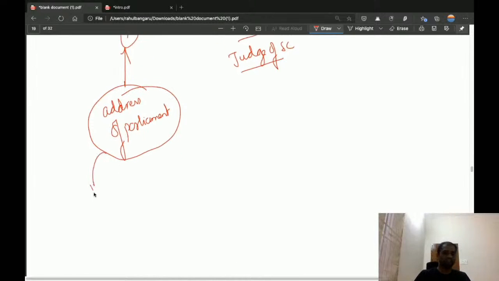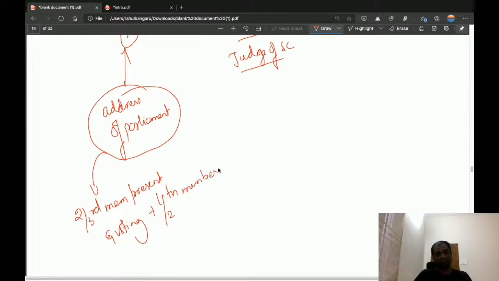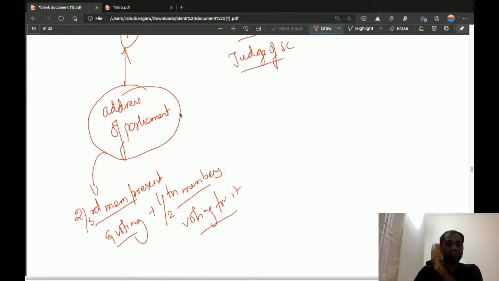Now, this address of Parliament for removal of a Supreme Court judge has to be passed in both the houses by 2/3 of members present and voting, plus half the total members voting for it. So the majority required for passing this address is 2/3 of members present and voting, and half the members voting for this address.